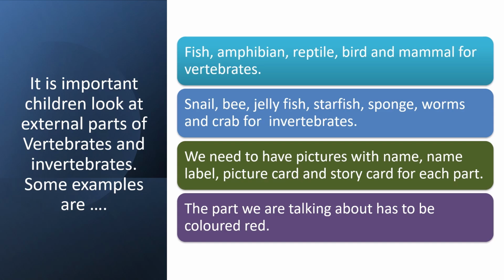It is important that children look at external parts of vertebrates and invertebrates. Some examples are fish, amphibian, reptile, bird, and mammal for the vertebrates, and snail, bee, jellyfish, starfish, sponge, worms, and crab for invertebrates. We need to have pictures with name label, picture card, and story card for each part. The part we are talking about has to be colored red.